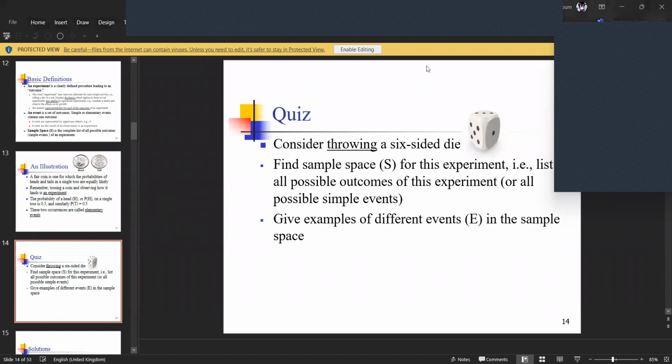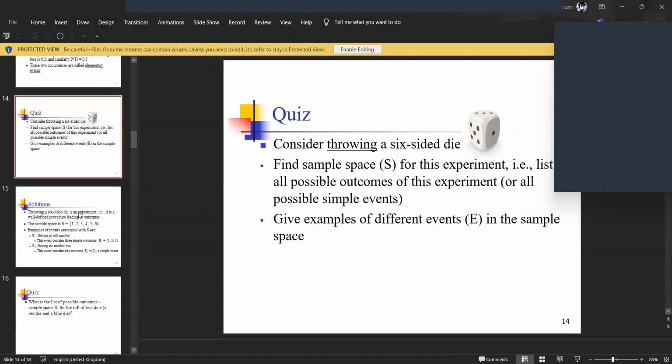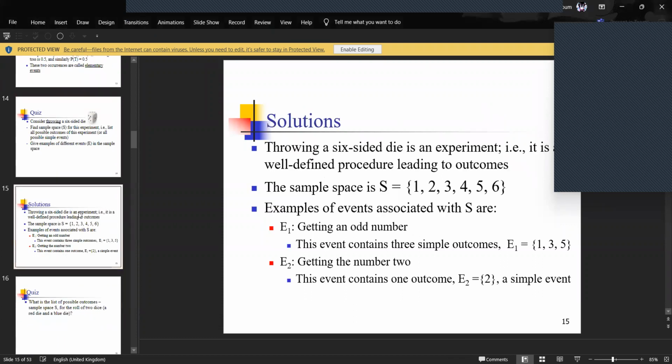So let's take an example where we're throwing dice. Find the sample space for the experiment, or find all of the possible events. And let's just give a bunch of examples for events that are in the sample space. Okay, so throwing a 6-sided die will lead to a sample space of the 6 sides of the die, or the numbers 1 to 6. So when you roll a die, you can get 1, you can get 2, 3, 4, 5, or 6.